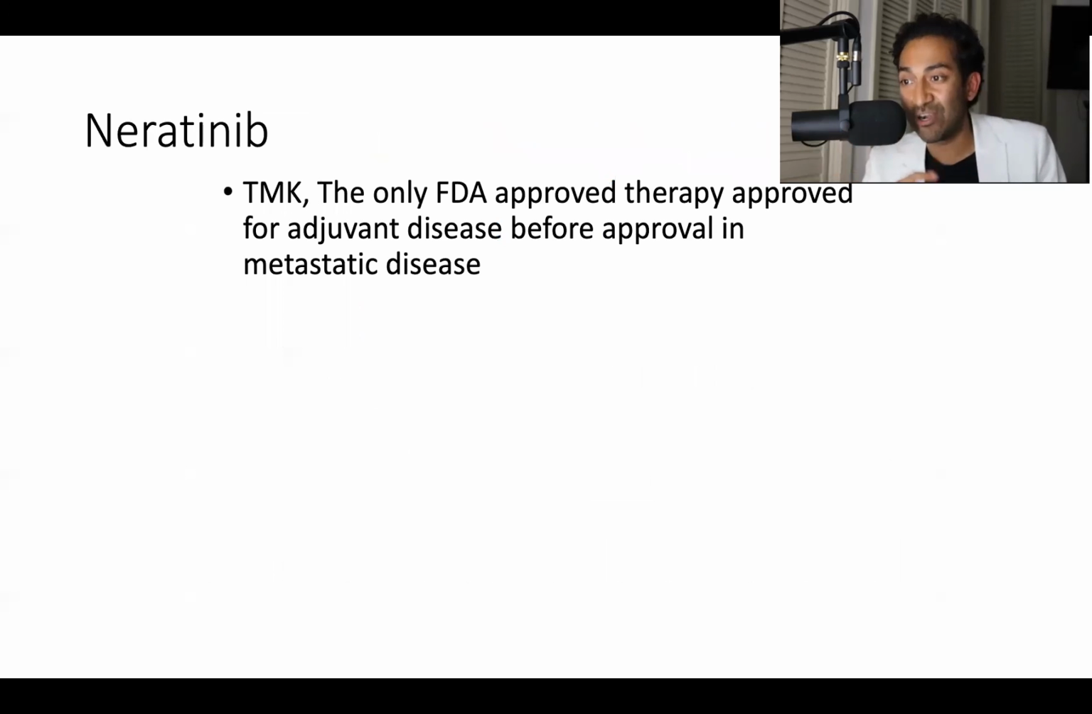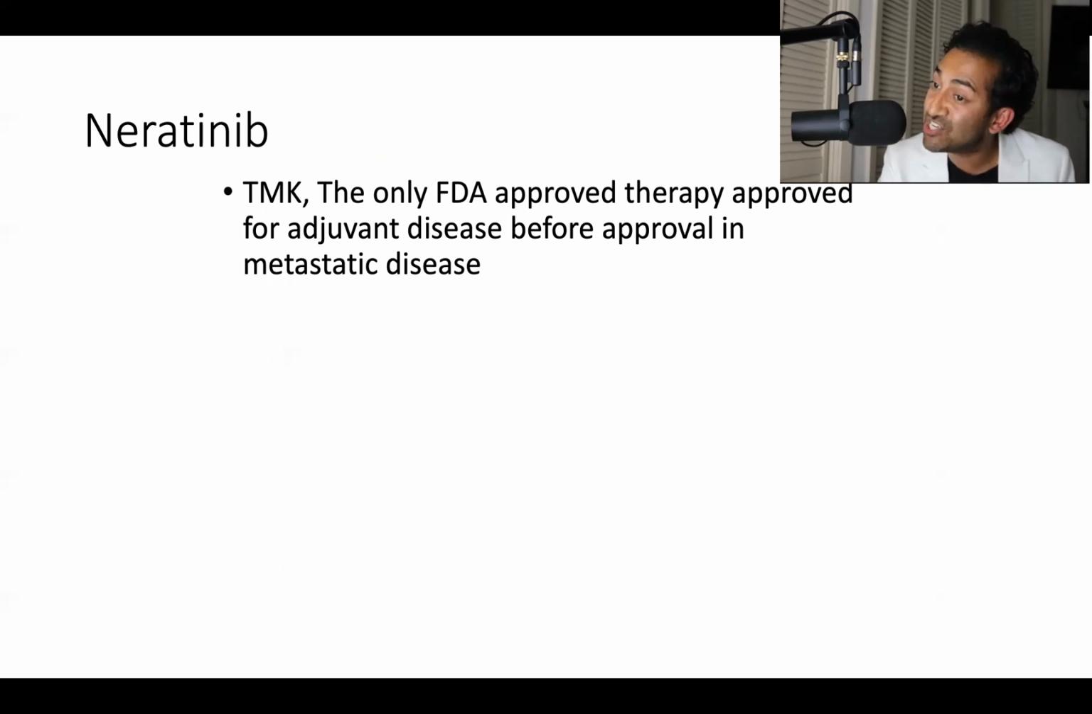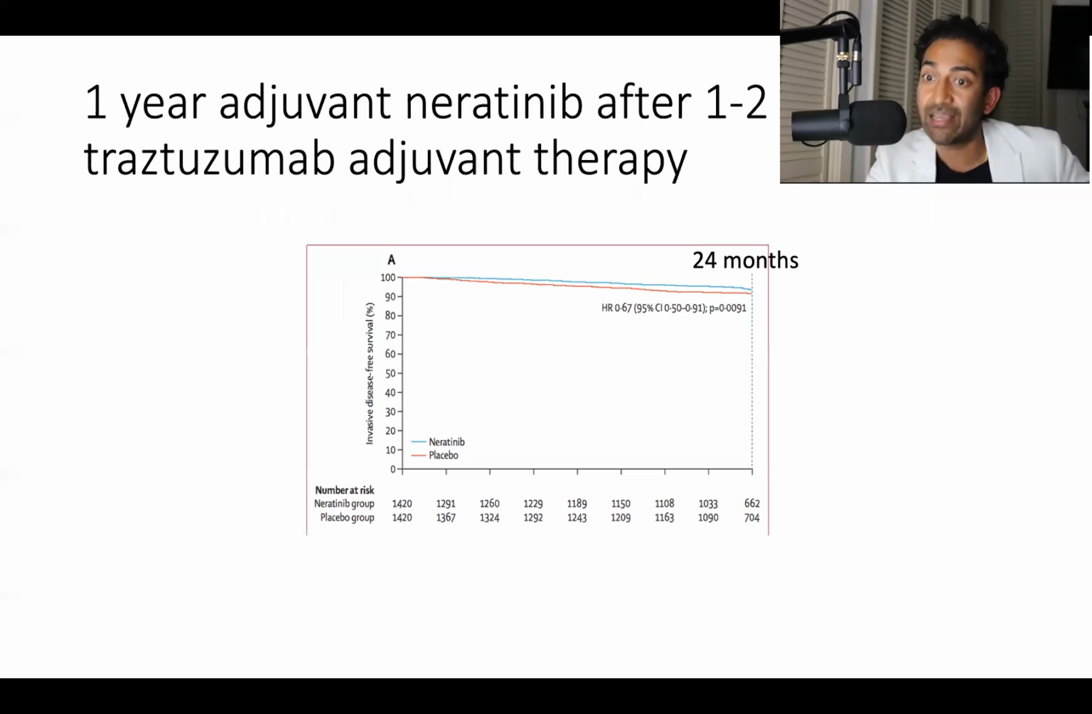I've gone too long. Neratinib. Neratinib is a small molecular HER2 inhibitor, of course. We all know that. To my knowledge, that's what TKI means. The only FDA approved therapy approved in the adjuvant space before the metastatic space. We're going to come back to that in a future episode of this series. But it really did. It triumphed in the adjuvant space before the metastatic setting. That is unusual. That's not the path drugs usually take.